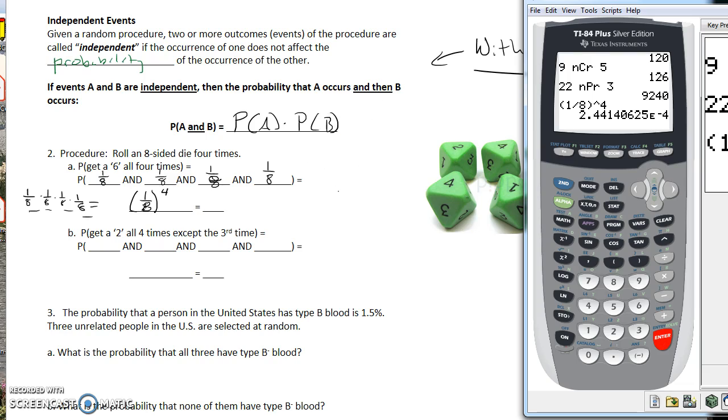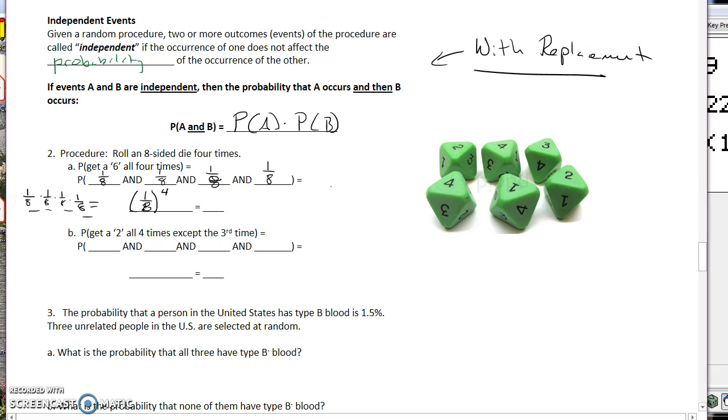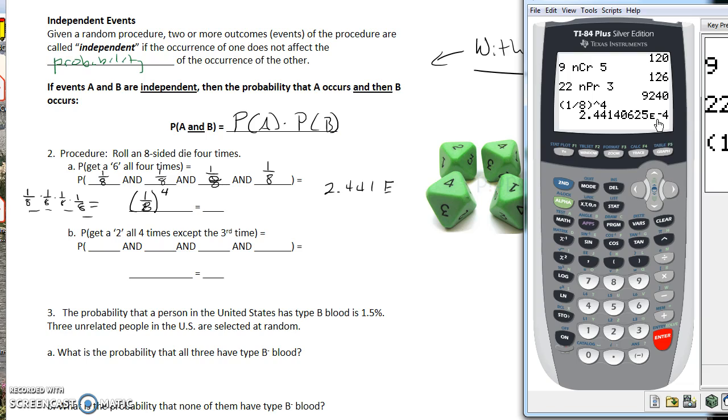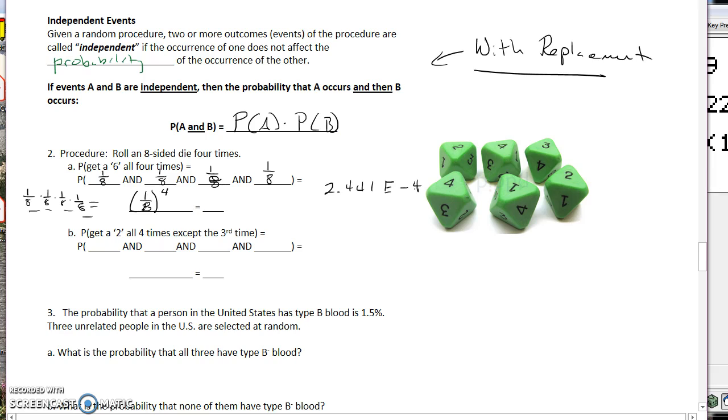Yours might look different, but please remember that 2.441, there's like an E at the end. You see this E -4. That E -4 corresponds to needing to move the decimal place over 4 places. So this would be 0.0002441, and so on and so forth.